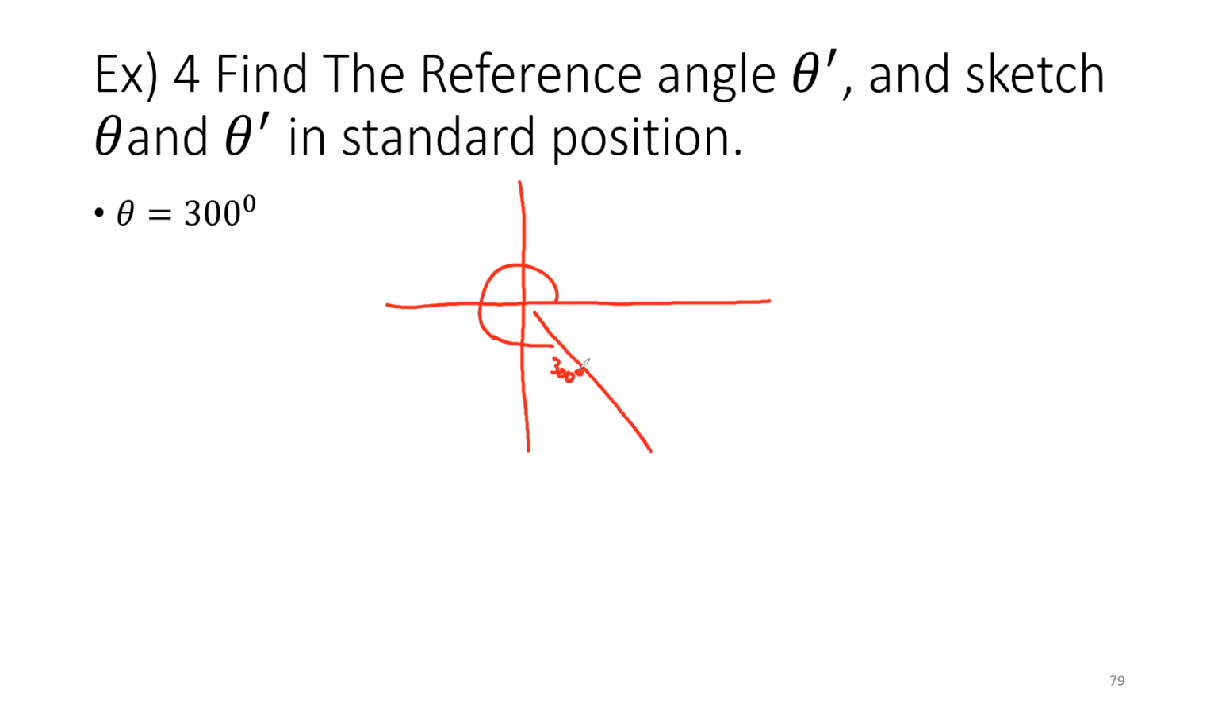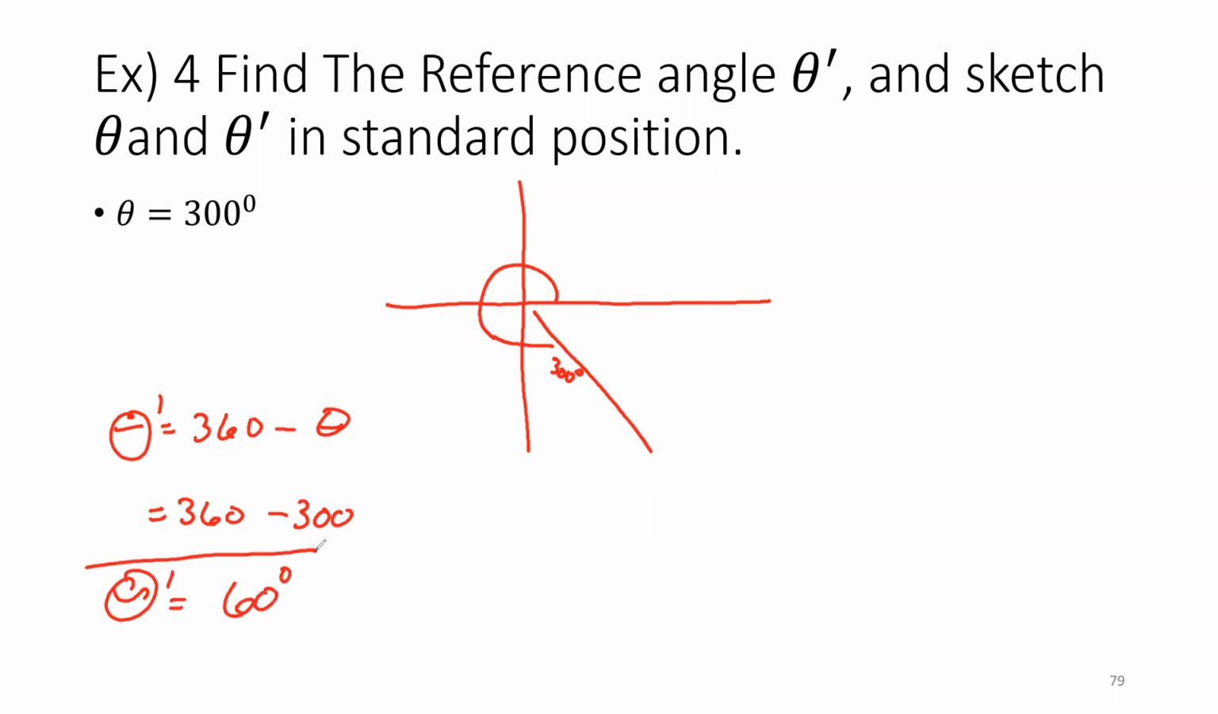So you're at 300, so what is your reference angle? If you're in quadrant 4, to find your reference angle, it's 360 minus theta. So that would be 360 minus 300, and that would be 60 degrees. Okay, so your reference angle is 60 degrees. This little thing here.